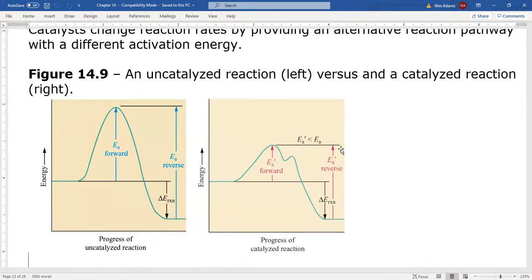Usually that's because of the formation of one or more intermediates. So our overall activation energy is lower, so the reaction proceeds more quickly. And that's why a catalyst ends up working.